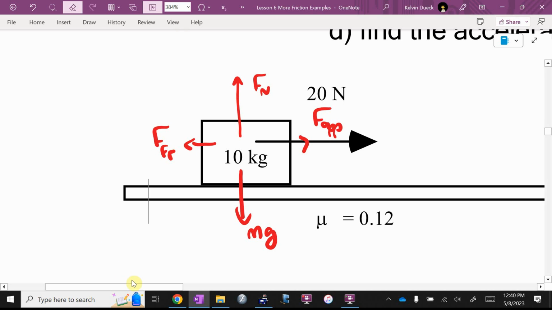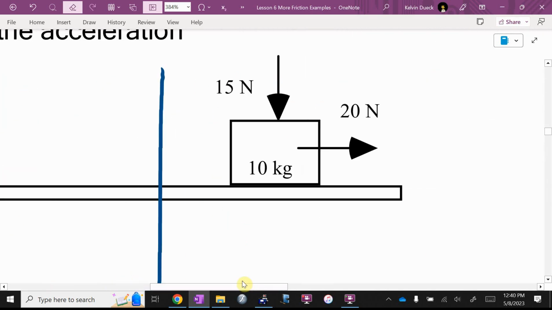Jordan, let's do the right-hand one. What are the forces acting on it? Get the obvious one. Which way? Yep.